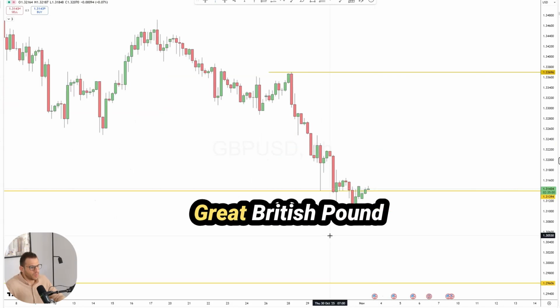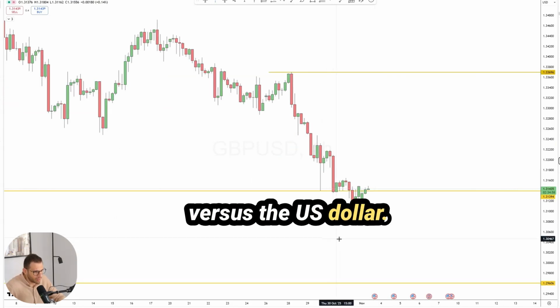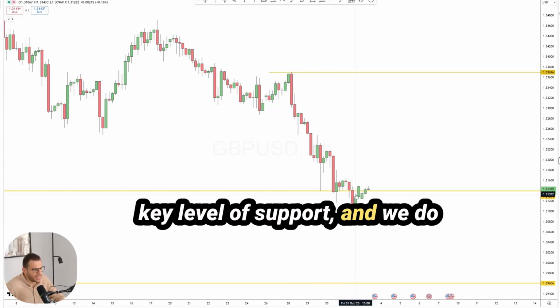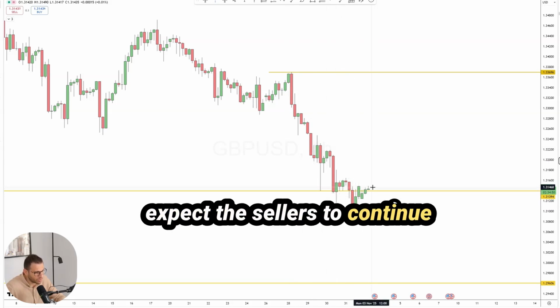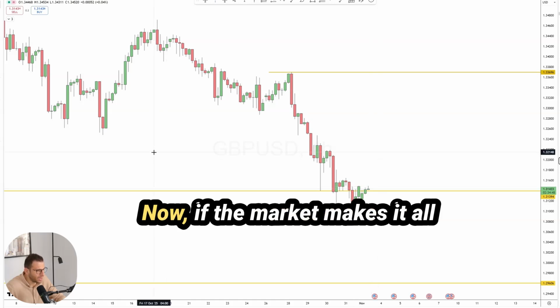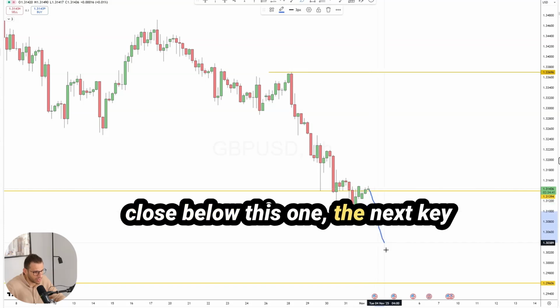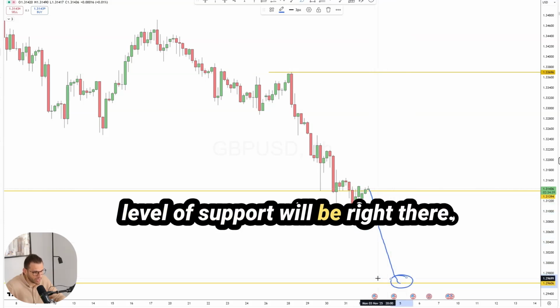Great Britain Pound versus the US dollar. The price is in a downtrend. It's hovering around this key level of support, and we do expect the sellers to continue pushing the price lower. Now, if the market makes it all the way down here and breaks and closes below this one, the next key level of support will be right there.